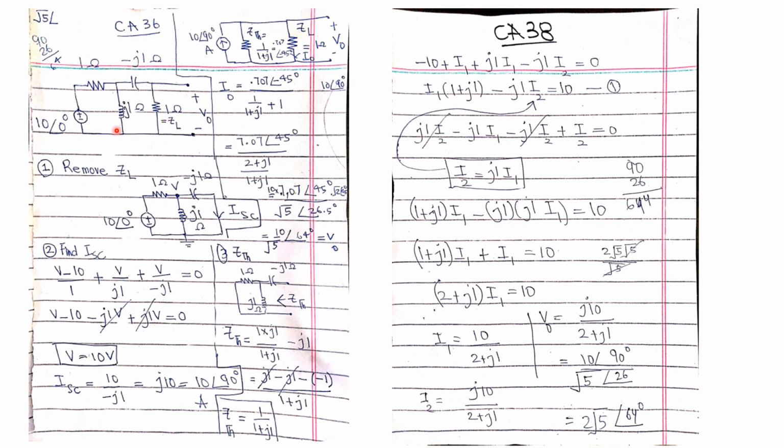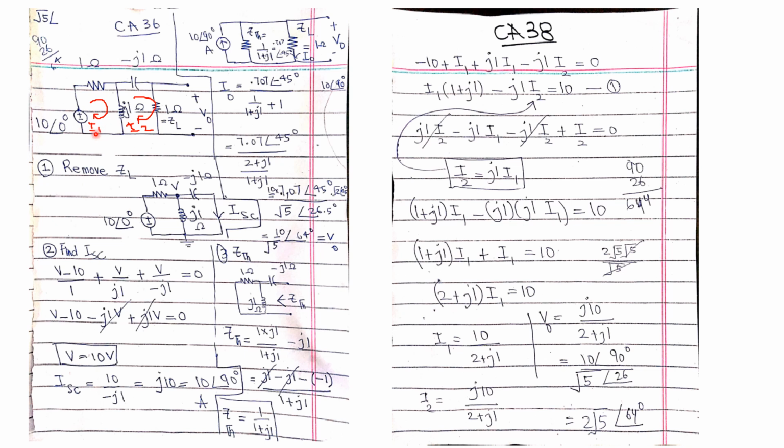using loop analysis. Right, in order to solve this circuit using loop analysis, we'll assume two loops, one loop and the second loop, and we'll assume two different currents for the loops. Current for this loop we'll assume it to be I1, and for this loop we'll assume the current to be I sub 2.